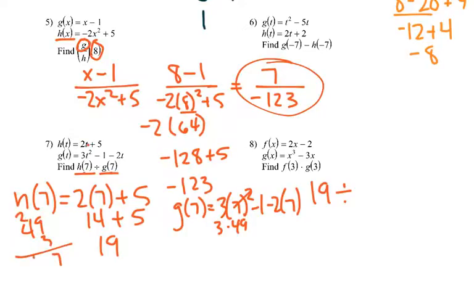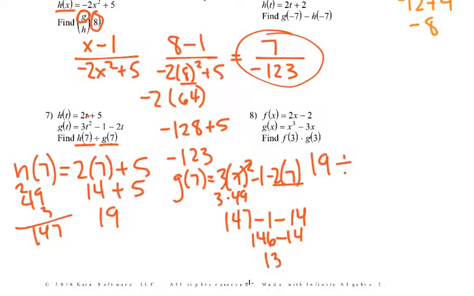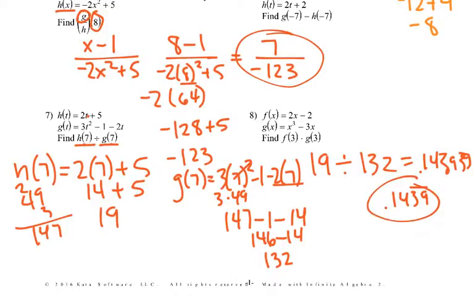3 times 49 is 147. Minus 1 minus 2 times 7, which is 14. So 146 minus 14 would give us 132. So 19 divided by 132, whatever that would give us. So I could use a calculator, figure that out, and I get like 0.1439393939. So 0.1439, and the 39 is repeated. Okay, so two different ways to do them.